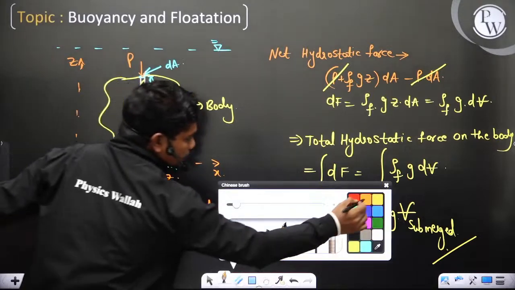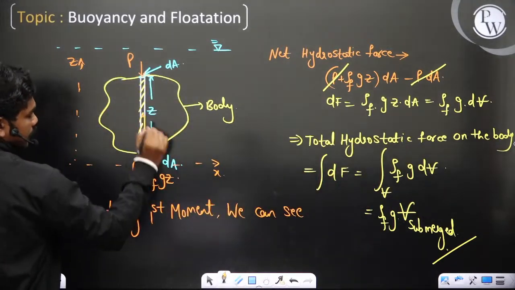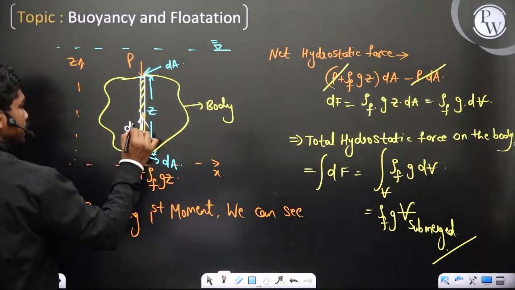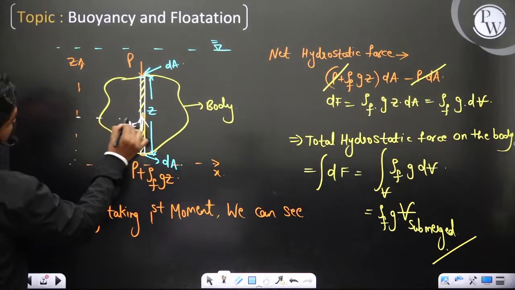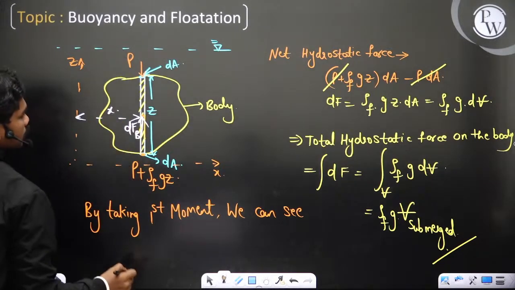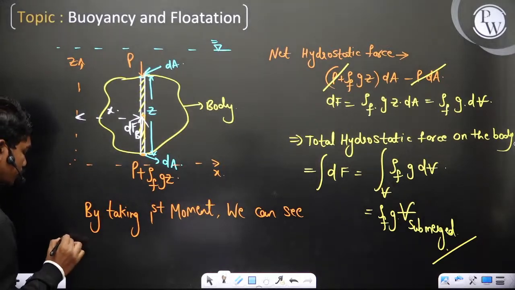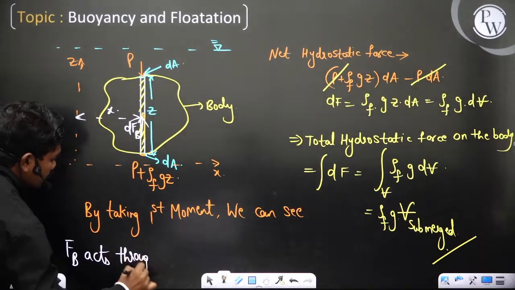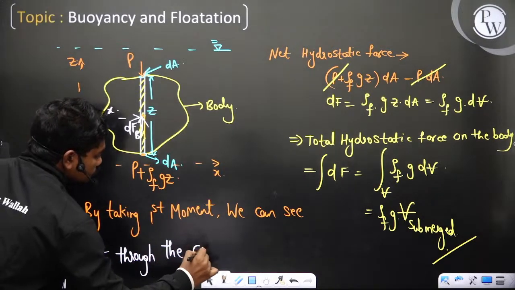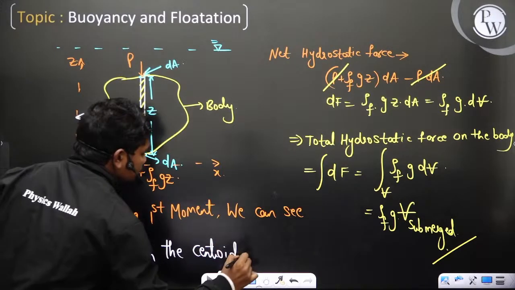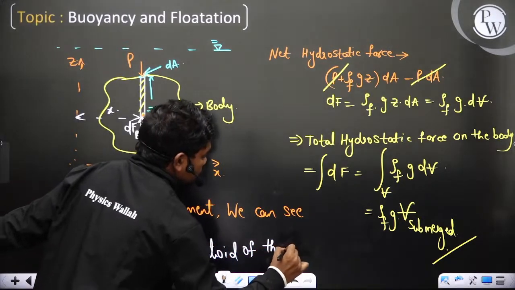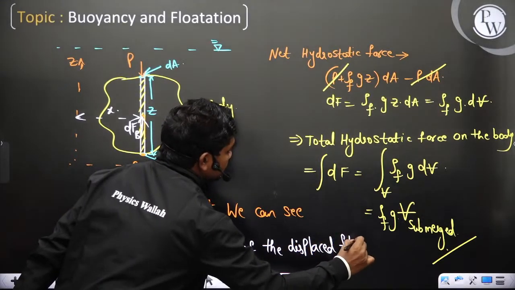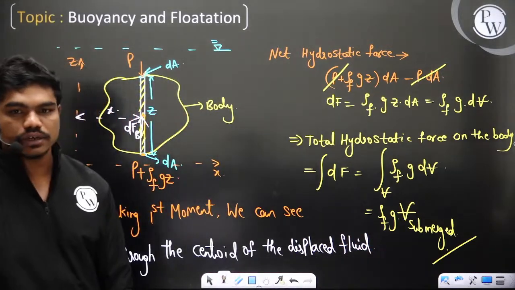Let us suppose this dF z, or dF b, the small buoyancy force, is acting at this point at a distance of x, for example. Then by taking first moments, you can see that buoyancy F b acts at the centroid of the displaced fluid. Okay, so it acts at the centroid of the displaced fluid.